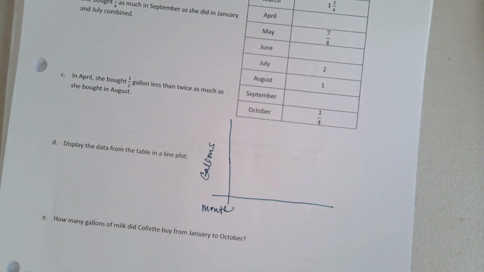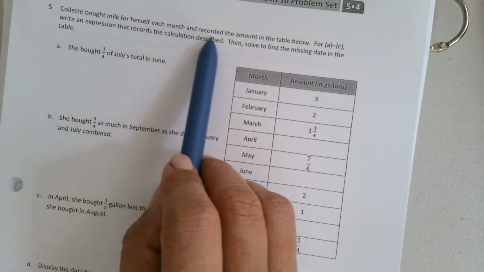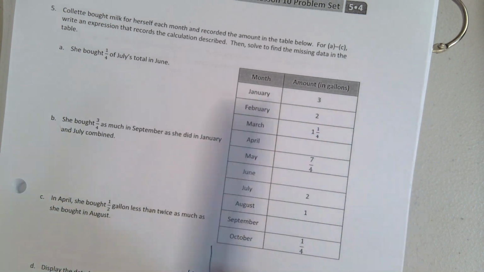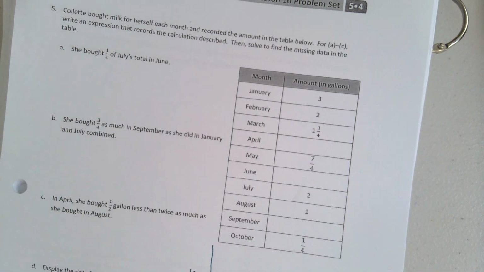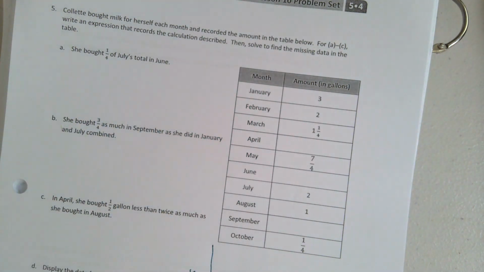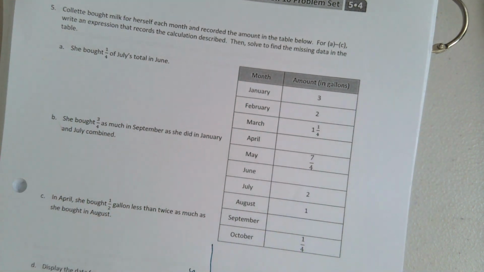Colette bought milk for herself each month and recorded the amount in the table below. Write an expression that records the calculation described. So she bought 1/4 of July's total in June. So 1/4 of July for June, using the numbers that you have in the chart.